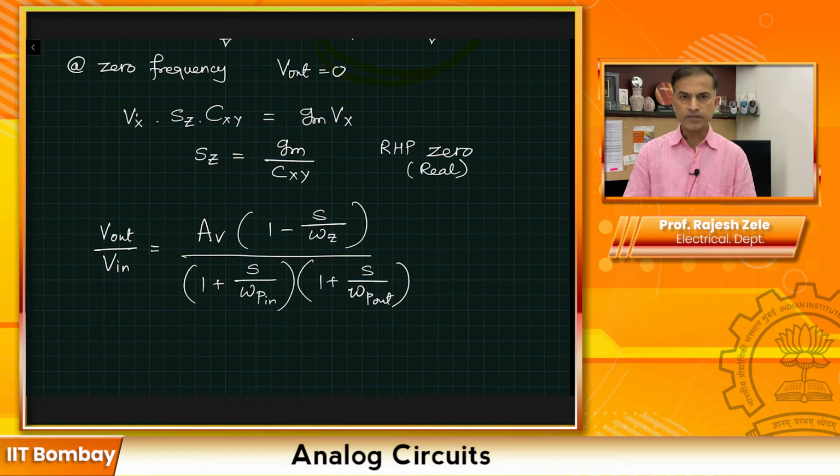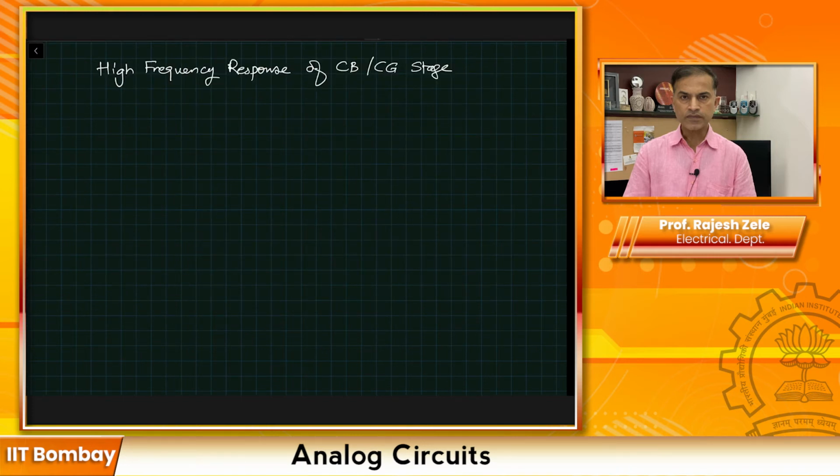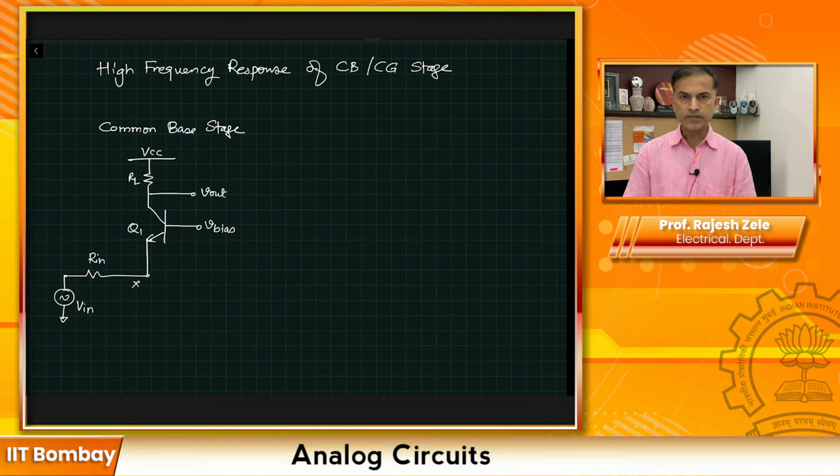Now let's do an example of high frequency response for a common base or common gate stage. High frequency response of CB, common base or common gate stage. I will draw the two schematics and we will follow the same train of thought. Initially we will draw the schematic without the transistor capacitances, and then we will add the transistor capacitances and we will do a common frequency response equation. We will find out what are the two pole locations. And here is a common gate stage.